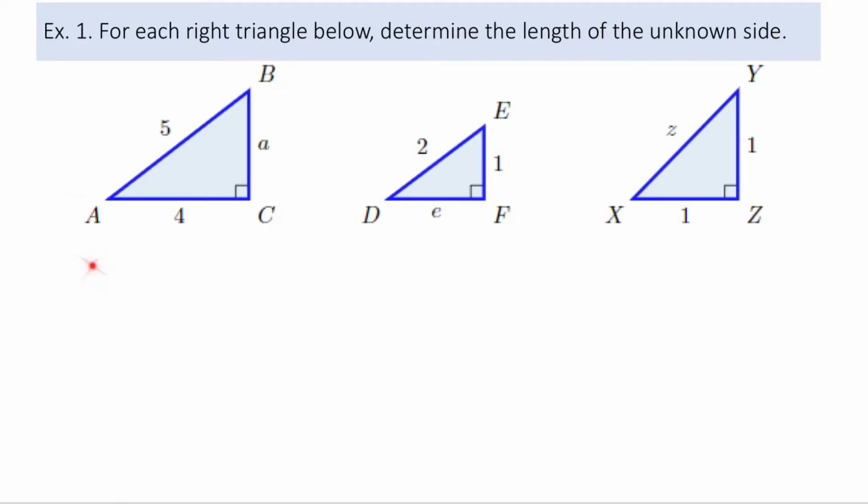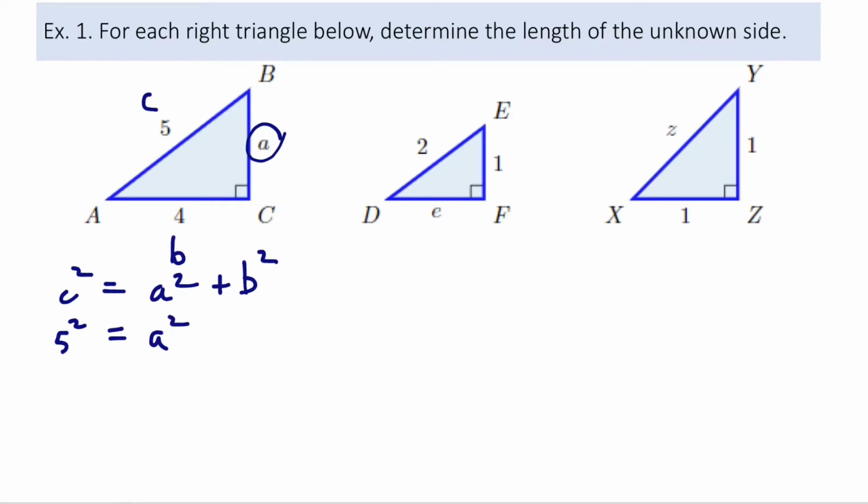So taking this first problem, this first triangle, we have a number here on the side, and this one here we don't know. So we can call, using our opposite lettering system, this would be c and this would be b. Here a is unknown. So we can say c squared is equal to a squared plus b squared. We know c is 5. So a is our unknown, and we know b is 4.